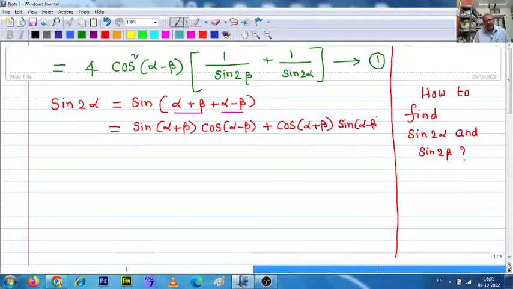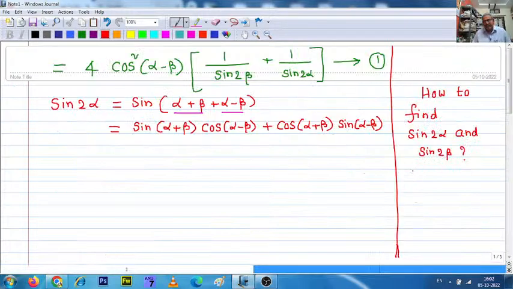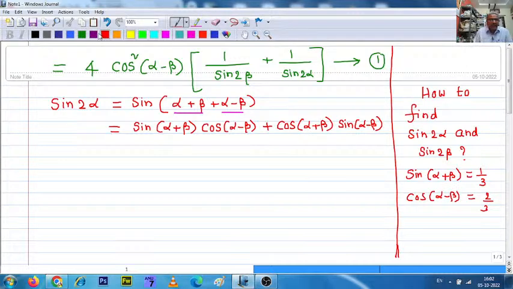Am I correct? Okay. Now here, check the given condition. Sin of alpha plus beta is 1 by 3, cos of alpha minus beta is 2 by 3. Sin of alpha plus beta equals 1 upon 3. So we have cos of alpha minus beta equal to 2 upon 3, right? But we should know the values of cos alpha plus beta and sin alpha minus beta using these two values. So now I will try to get those values also.